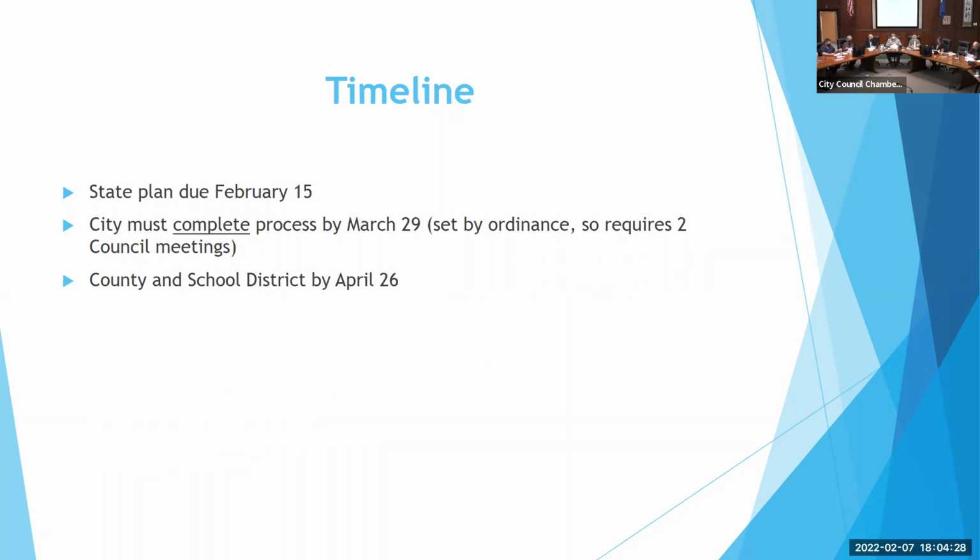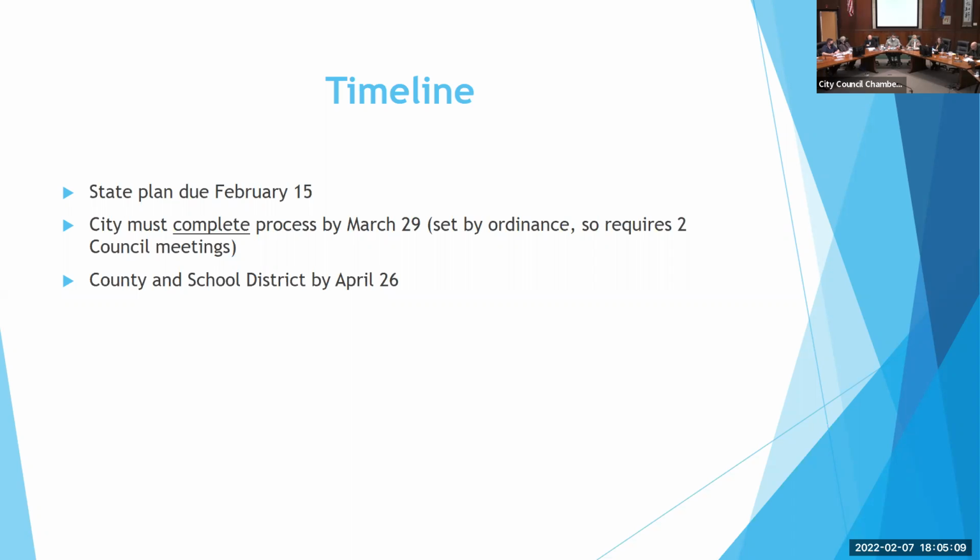The timeline is very short. The state plan is due on February 15th, which is next Tuesday. The legislature, of course, couldn't agree on a plan. So I know that's a surprise. So there was a court hearing, I believe on January 3rd, and they had 6 weeks to come up with a plan. As of today, still no plan. We hope to get that plan within the next week.